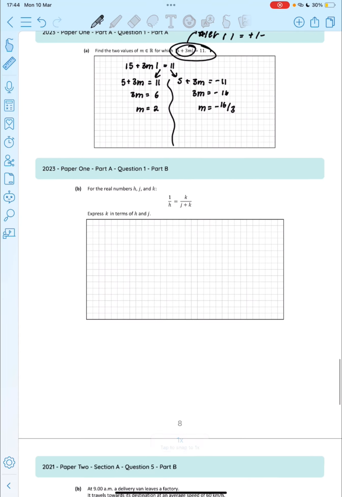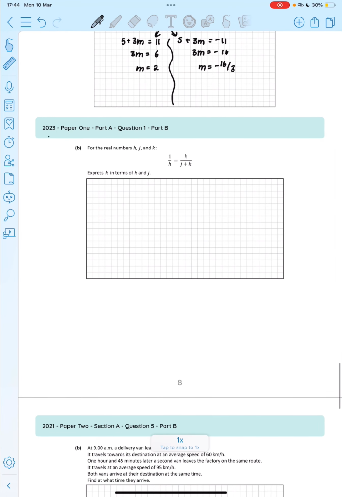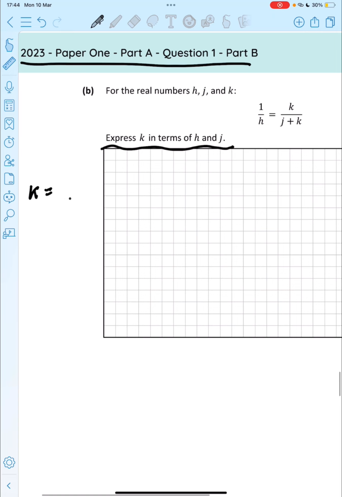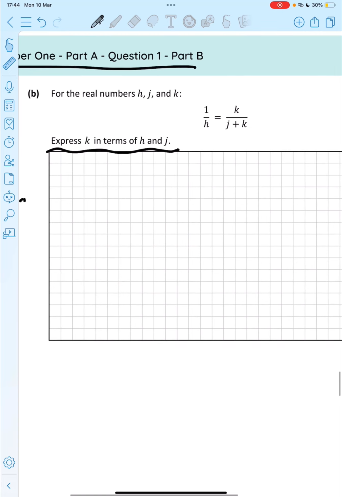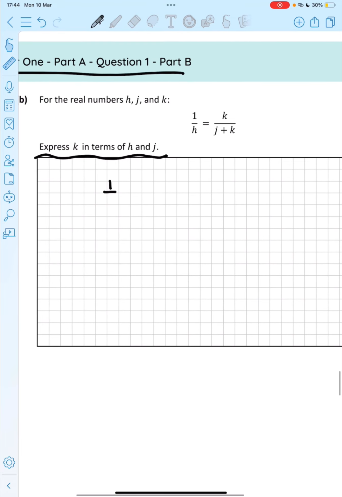Okay, so moving on. So this is a 2023 question. For the real numbers h, j, and k, express k in terms of h and j. That means I want k on its own equals whatever. That is the extent of what that means. So we're going to try and do that. 1 over h is equal to k over j plus k.